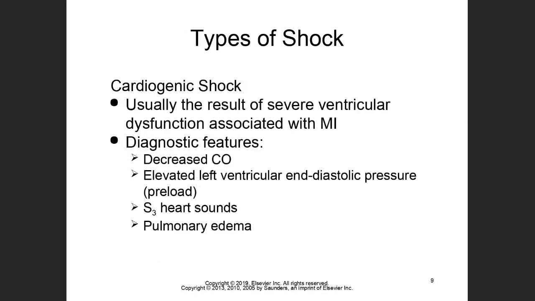Now we have cardiogenic shock. What happens in cardiogenic shock? Most of the time it is associated with MI and complications of MI, okay? Diagnostic features: decreased cardiac output, elevated left ventricular end diastolic pressure, that is the preload, you increase the preload, S3, and pulmonary edema.